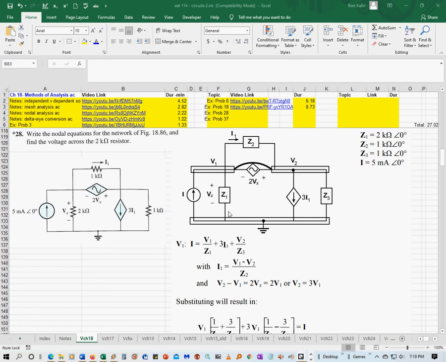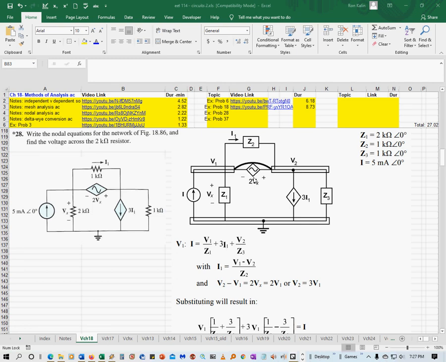Again, for a nodal analysis problem, you have to label your two nodes. V1 and V2 in this case is this node and this node, and then you have your reference node on the bottom, and you define your currents. This problem is a little tricky. According to the instructions, when you have a voltage source that's dependent, you have to short it out when you do this analysis.